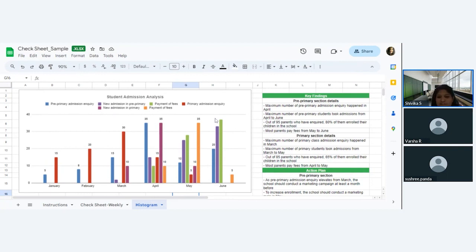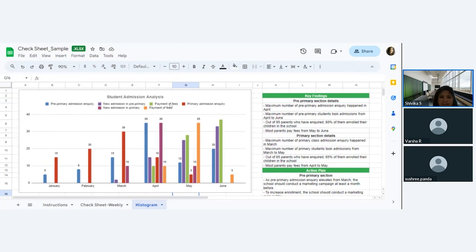I'll request everyone to look at this data and tell me in which month the primary admission inquiry was the most. Please put it in the Q&A section: in which month the pre-primary admission inquiry, which is represented by blue color, is the highest. Please take a look at the graph and tell me which month the pre-primary admission inquiry was highest.